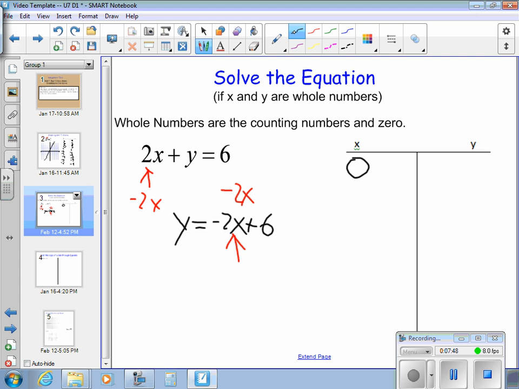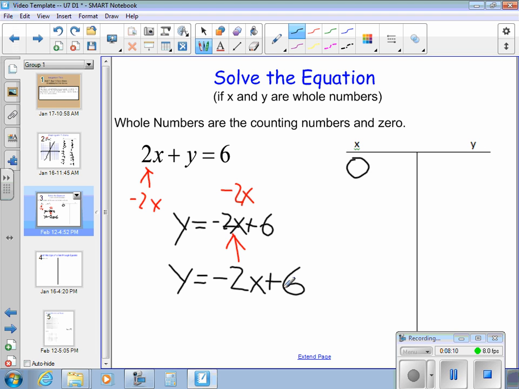Let's see if I can make that 2 look any more like a 2. And of course this board's off pretty badly. So I'm going to rewrite the equation. y equals negative 2x plus 6. That's better. Much better. Easier to read.